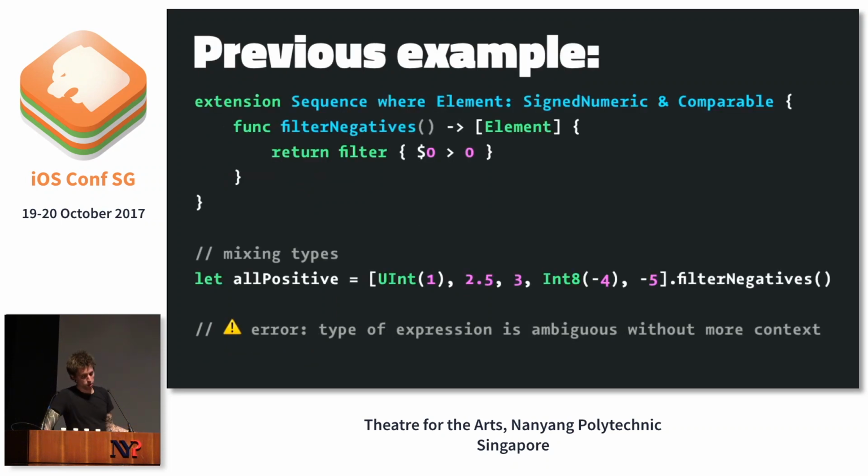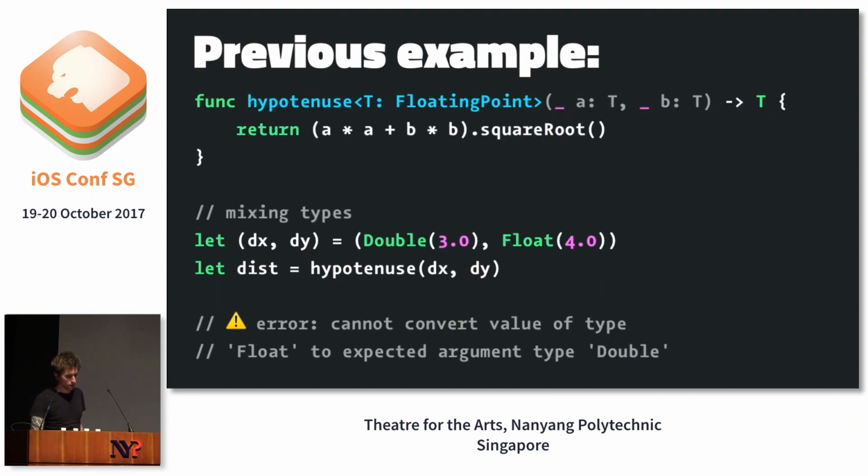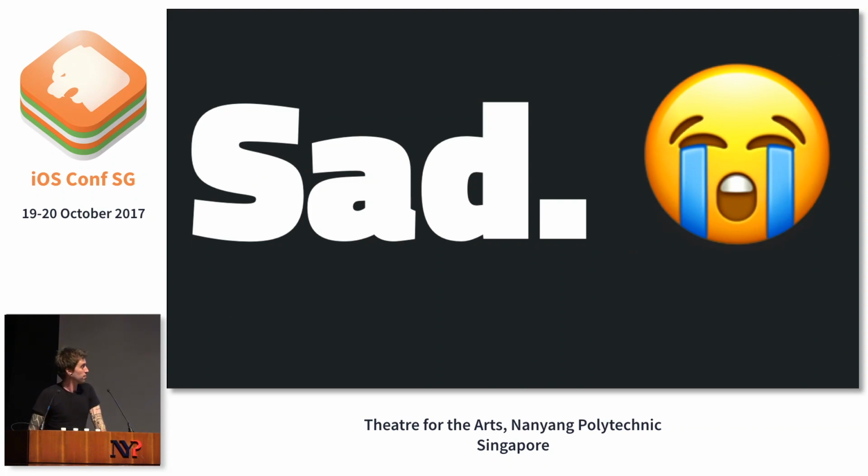If we go back to our previous examples, they start to break down when we mix numeric types. So we had this filterNegatives function, and once we start mixing types in that array, Swift complains, oh, this is ambiguous. I don't know what you mean. Same with our floating point example, this hypotenuse function. If we pass an explicit Double and an explicit Float, again, Swift complains, I don't know what you want me to do here. So it's pretty sad.